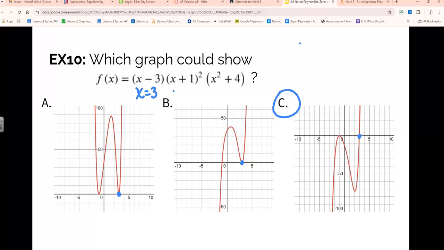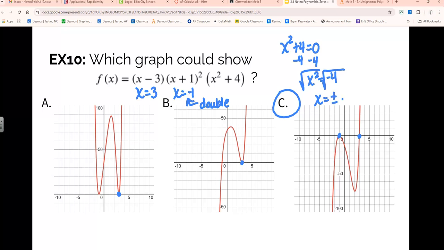You also, right here, you got x equals -1, but it's a double root, which means you should have a bounce at -1. And if you look at this graph, it has a bounce at -1. And this looks like it would be something else, but if you've got x squared plus 4 equals 0, you're going to subtract that 4. x squared is going to equal -4. You're going to square root both sides. So x is going to equal plus or minus 2i. That's going to be imaginary right there. So that's not extra zeros. You can't really see that on the graph. So it's got to be C.